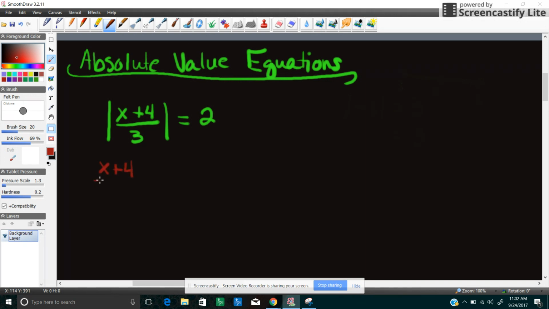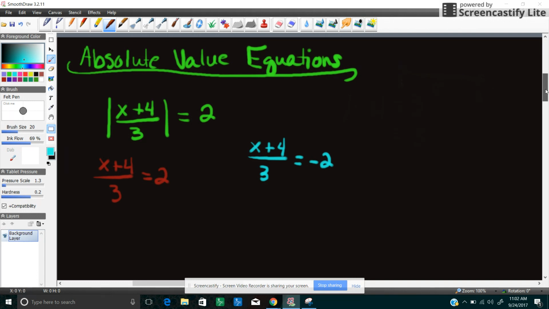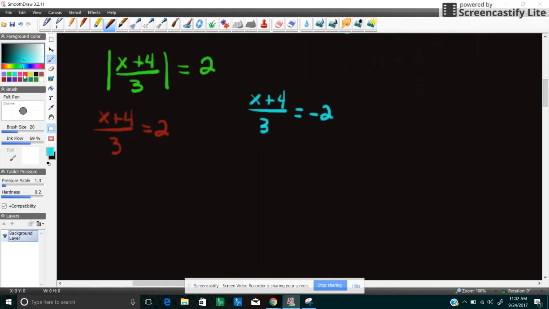So what I do is I take the inside, x plus 4 over 3, and I set it equal to positive 2, and then I do it again, but I do it with the negative side. So it'd be x plus 4 over 3 equals negative 2. Okay, and I solve them. So I'm going to go ahead and do that really quickly here.